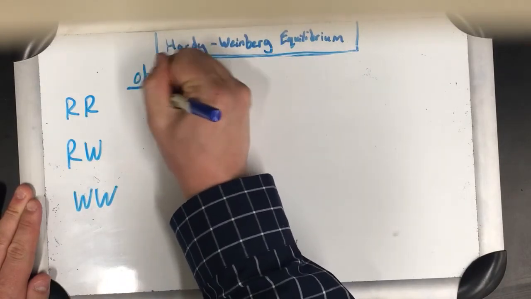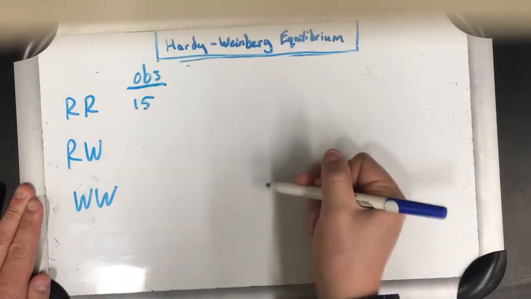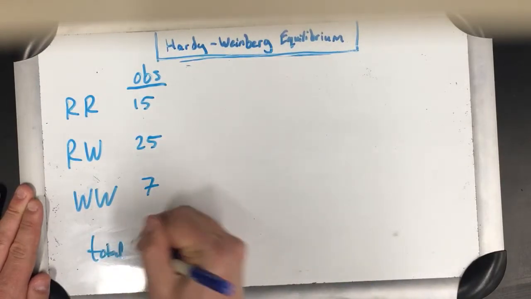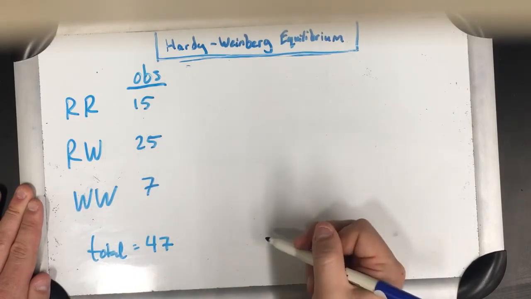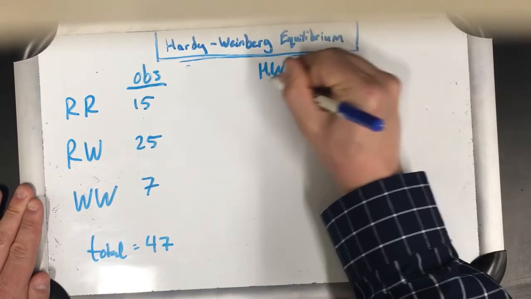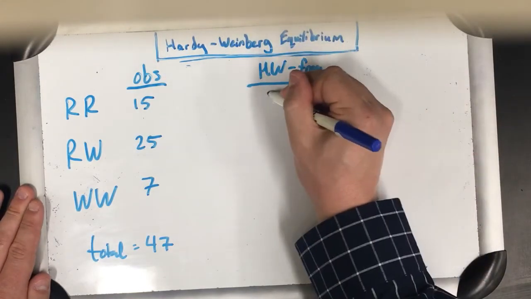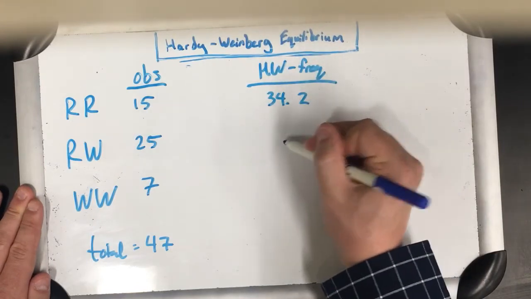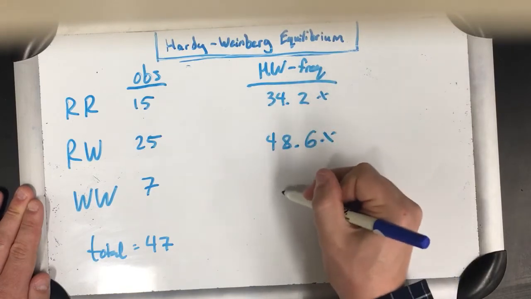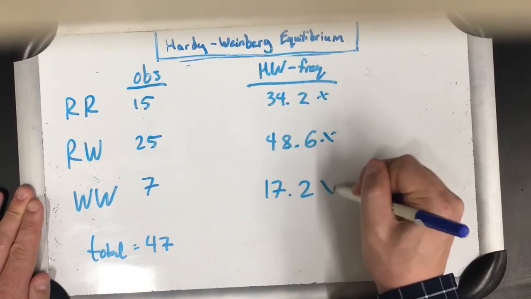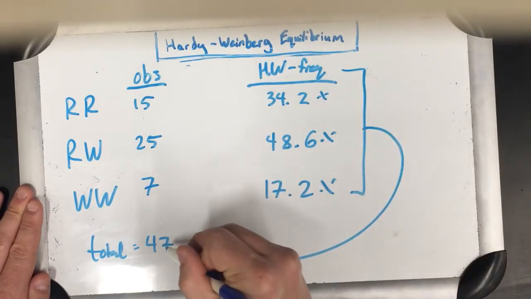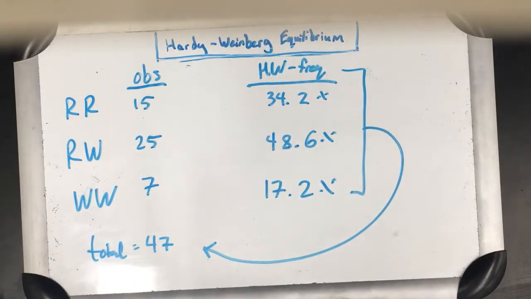Just like in your lab, the observed number of these was 15, 25, and 7. Remember, our total is 47. And remember, the HW frequency for each of these was 34.2%, 48.6%, 17.2%. So if you translate these into expected values, let's see what we get.